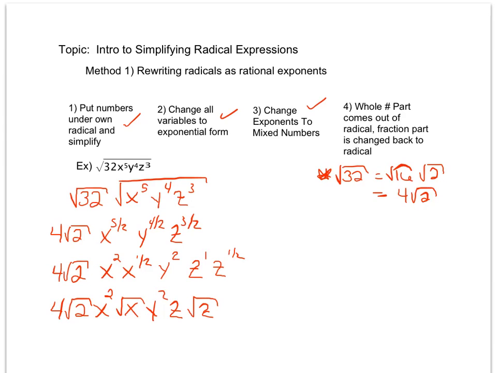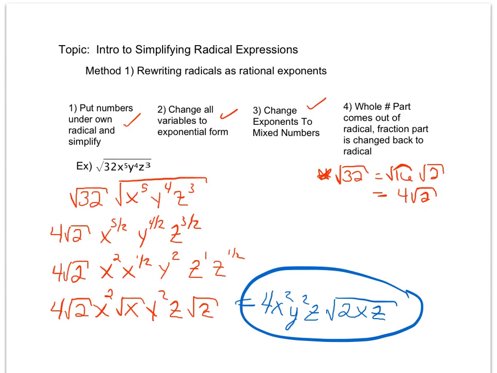And in both of these methods, I'm always going to regroup. So I'm going to group for my best final answer all of my things that are out of radicals: 4x squared, y squared, z. And everything that is in a radical, I'm going to put under the same radical: 2x, z. There will be my final answer.